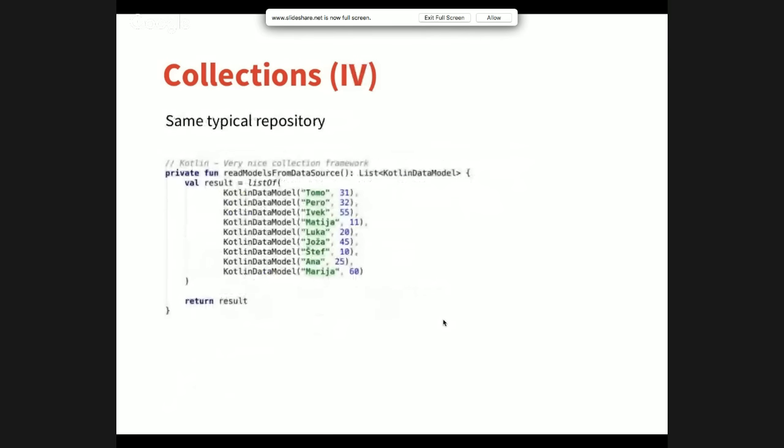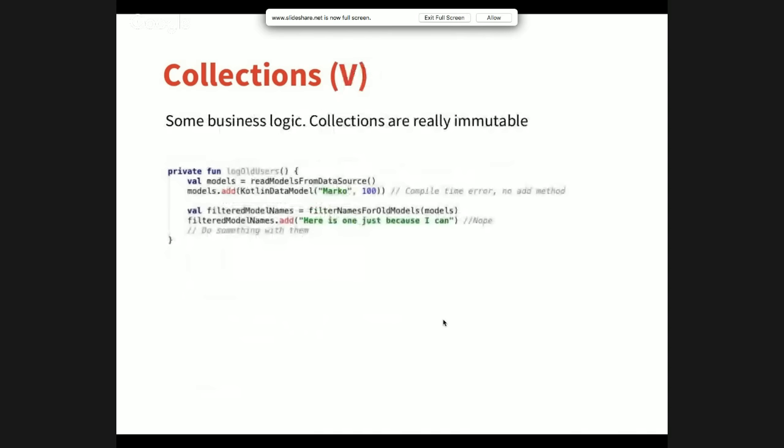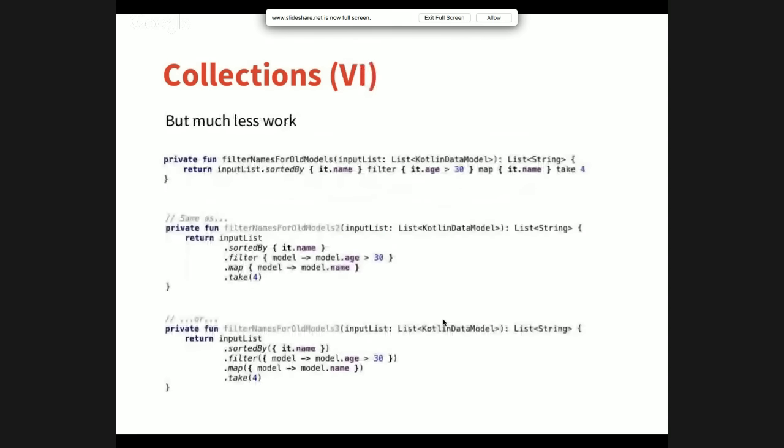And in Kotlin, it's the same stuff. Notice that collections are immutable, so you cannot add something afterwards, after it is created, because you'll get a compile time error. And this is the filtering in Kotlin. So it has a powerful collection framework. This is totally readable. And there are some alternatives. Same stuff.